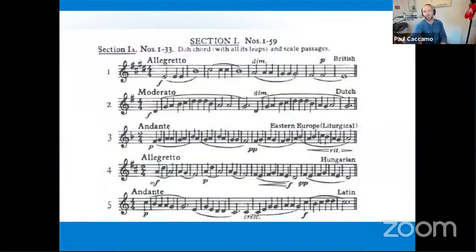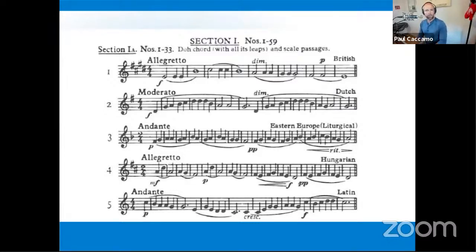Let's look at number 1. Can anybody recognize what this interval is here? At the very beginning, we go from E to B. Major fifth. Well, we call it a perfect fifth, yes, but you're very close.